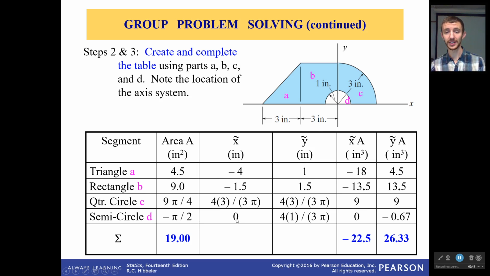For the semicircle, the x direction is 0 because this axis cuts it directly in half. We can know that the x tilde is along the line of symmetry. And similar for this one, 4 over 3 pi for the y direction.